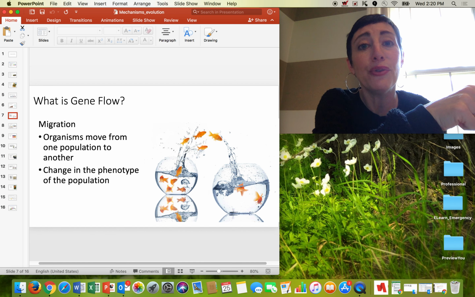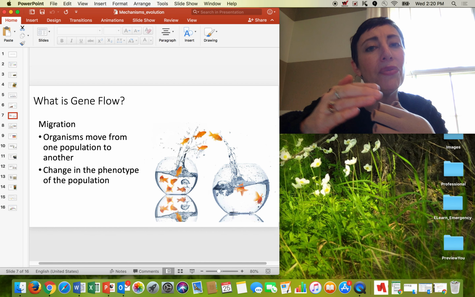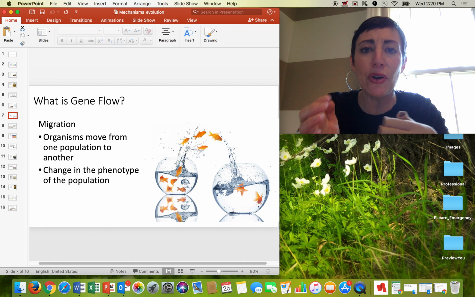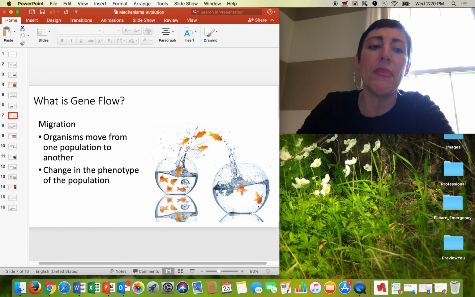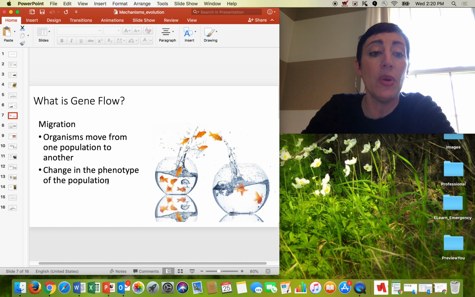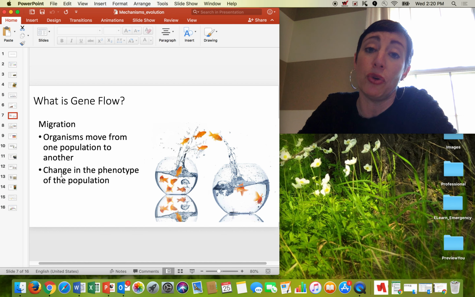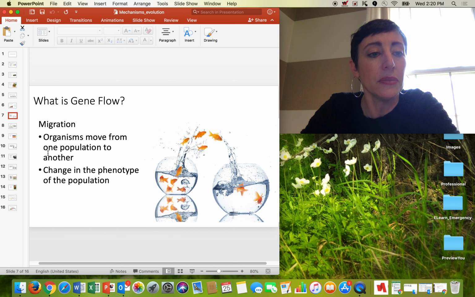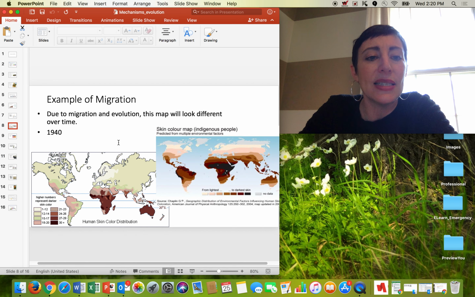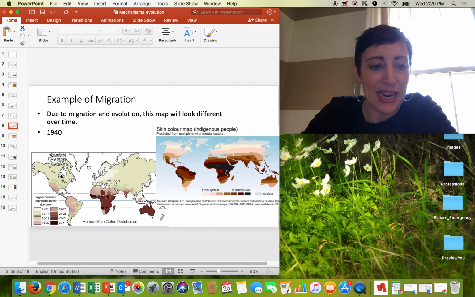That's called gene flow. It's the movement of genes, migration, the movement from one population to another. And we would see changes because of that. We've created more genetic diversity. Okay, here's an example of migration that I think is fascinating.